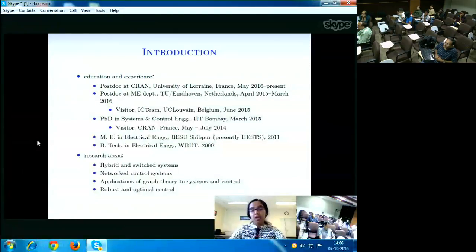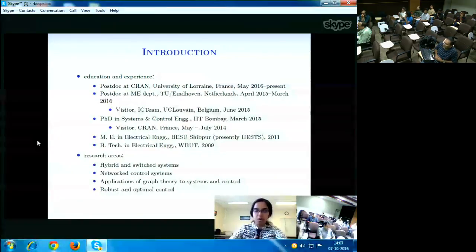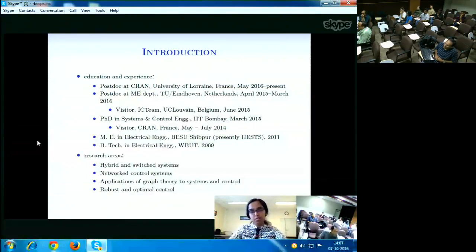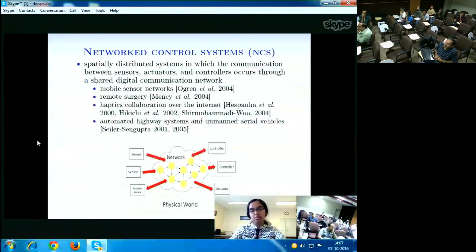Okay, and I work in the area of switched systems and its applications to networked control systems. Now, switched systems are simple forms of hybrid systems, and I have been using tools from graph theory, probability theory, robust control, and optimal control in the context of switched systems. So I'm also interested in applications of these tools to systems and control in general. Now, let me try to motivate the set of results that I will be presenting today.